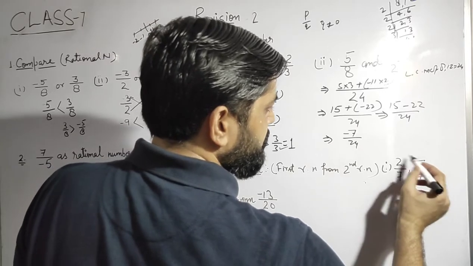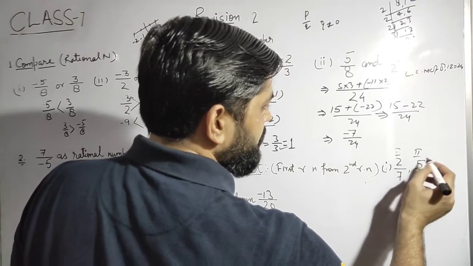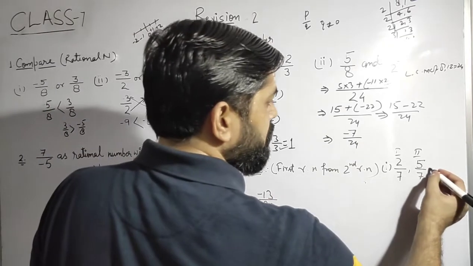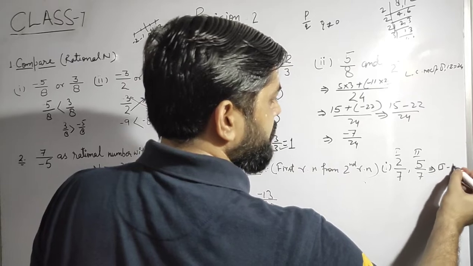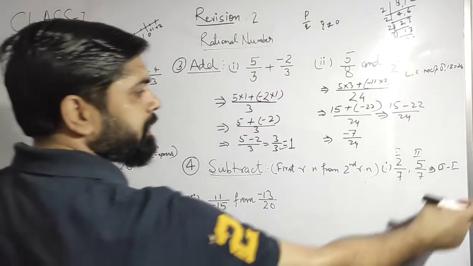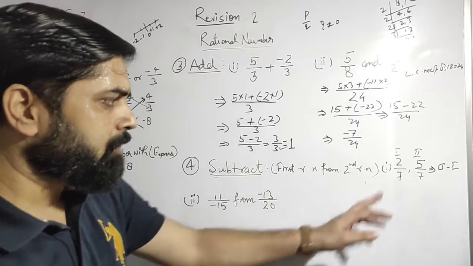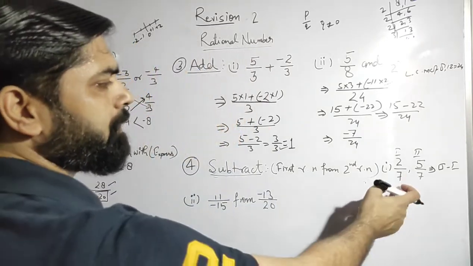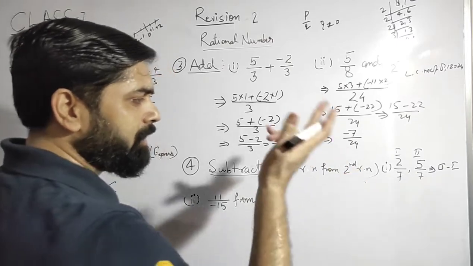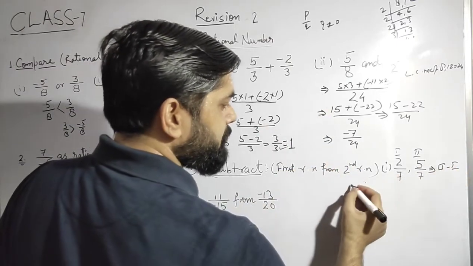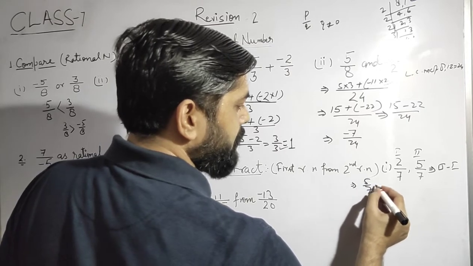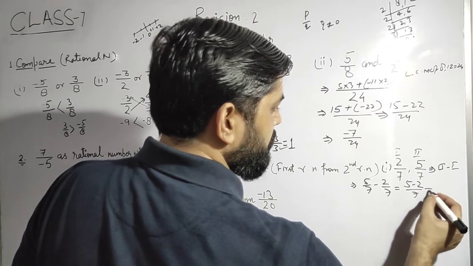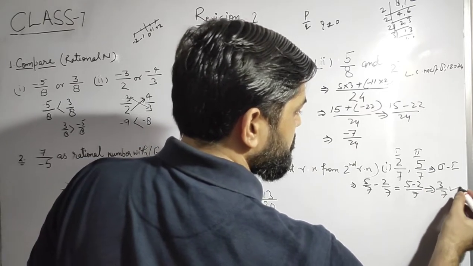So which was the first? This is the first and this is the second. The question says first from second, so we know the rule: second minus first. First we decide which was the first. The first number is always first and the second number is always second. According to the question, it is second minus first, so 5 upon 7 minus 2 upon 7. So 5 minus 2 upon 7. Then the answer will be 3 upon 7.